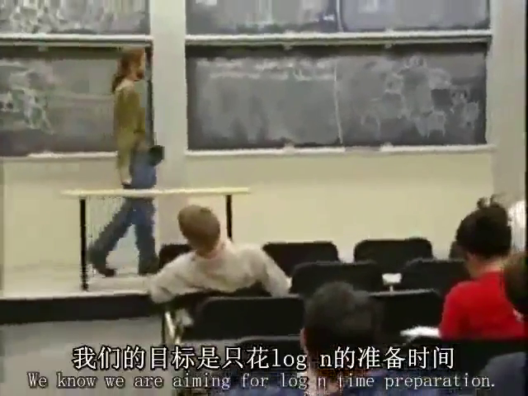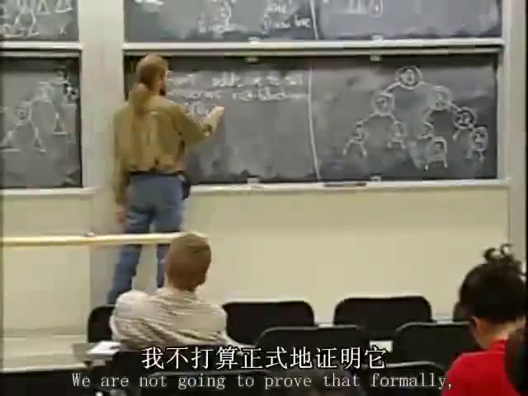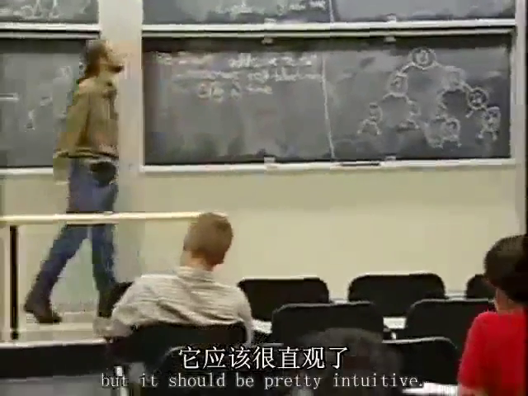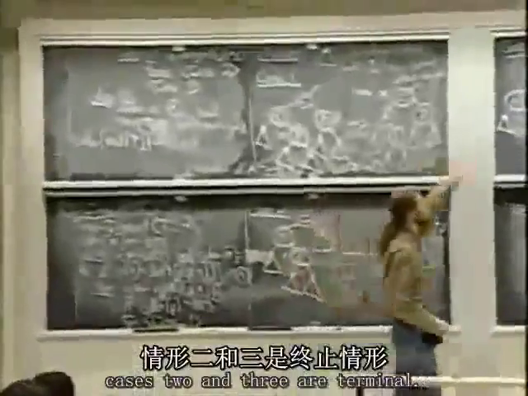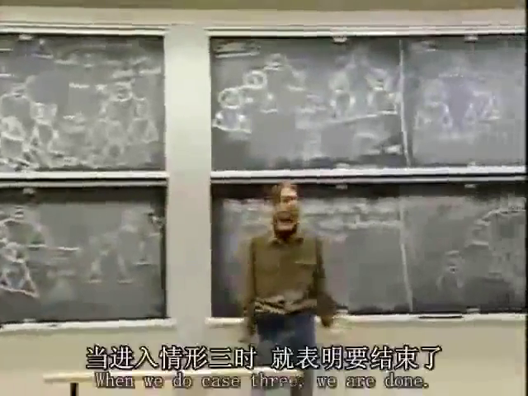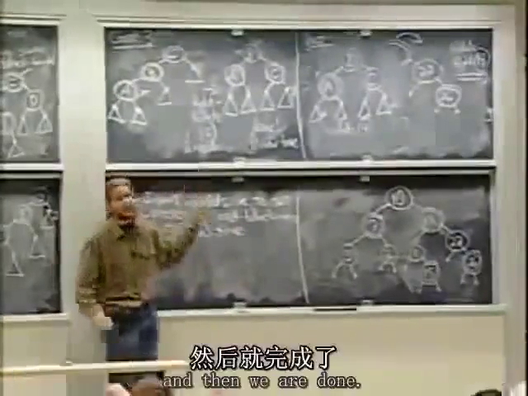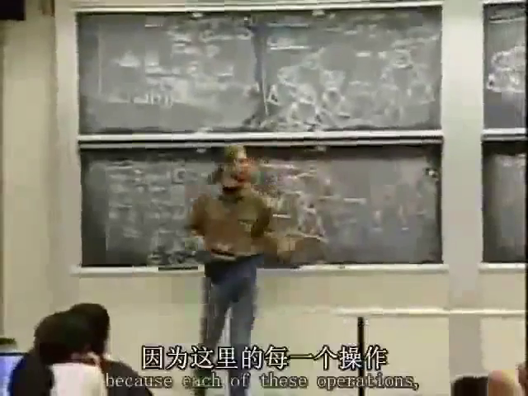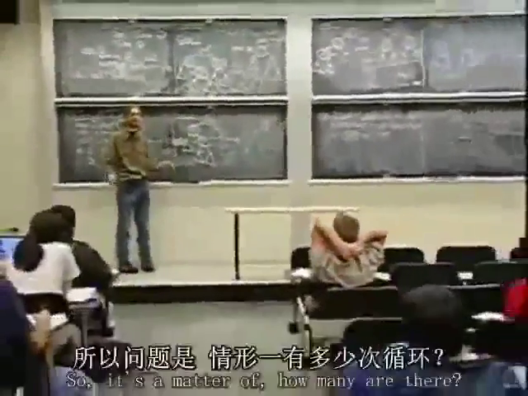We know we're aiming for log n time per operation. I'm not going to prove that formally, but it should be pretty intuitive. So cases 2 and 3, sorry, I'm pointing at the wrong place. Cases 2 and 3 are terminal. When we do case 3, we're done. When we do case 2, we're about to do case 3, and then we're done. So the only thing we really have to count is case 1, because each of these operations, recoloring, rotation, they all take constant time. So it's a matter of how many there are.